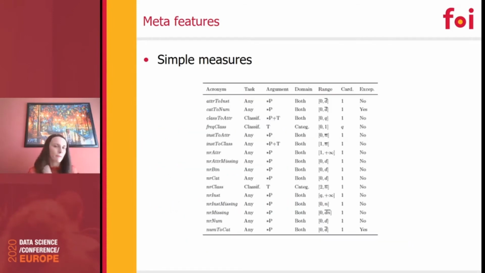The first one, called simple measures, or also called general measures, are measures that are easily extracted from data. As you can see here in the table, there is a list of measures which are part of this group. There are the number of attributes and their relation to the number of instances, types of attributes, and the relation of categorical and numerical attributes, number of classes in the attributes, number of missing values, number of classes, and some kind of relations between those measures. So they are simple or general measures.